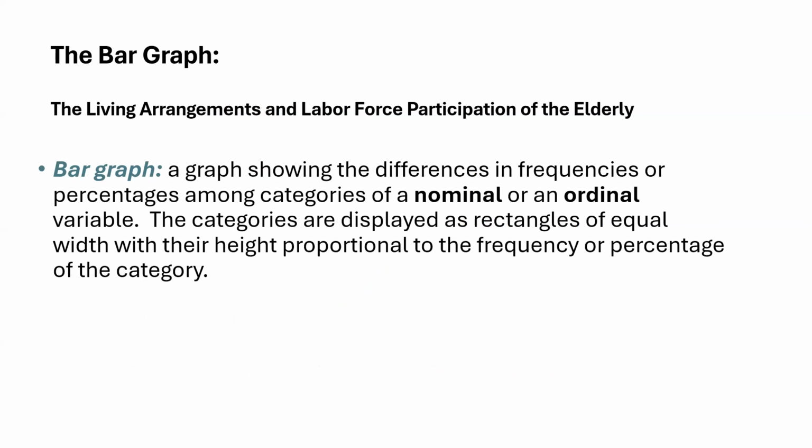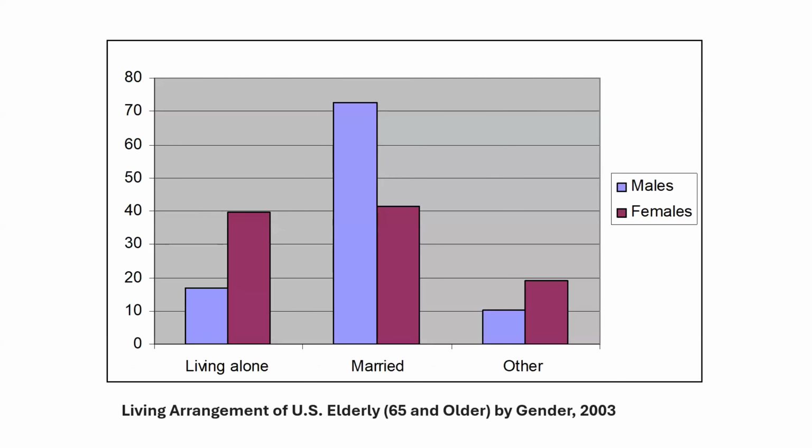Okay. The next thing is the bar graph. A graph showing the differences in frequency or percentage among categories of a nominal and ordinal variable. The categories are displayed as rectangles of equal width with their height proportional to the frequency or percentage of that category. You'll get the idea of what it is trying to say. Now you can see here, we have this graph.